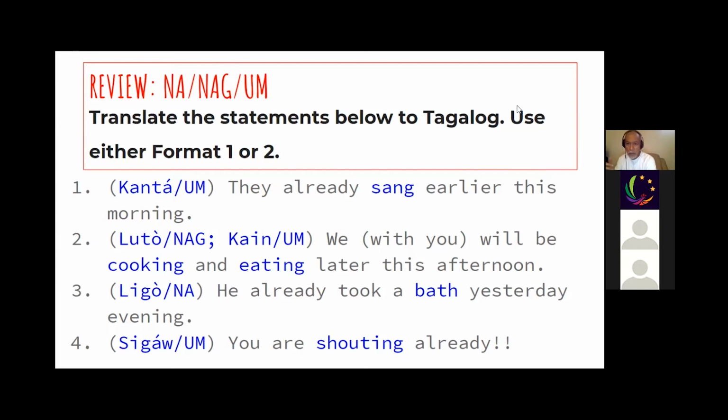We, with you, will be cooking and eating later this afternoon. Come on, let's go. We will be cooking and eating later this afternoon. So how do you say that in Tagalog? Magluluto at kakain tayo mamayang hapon.